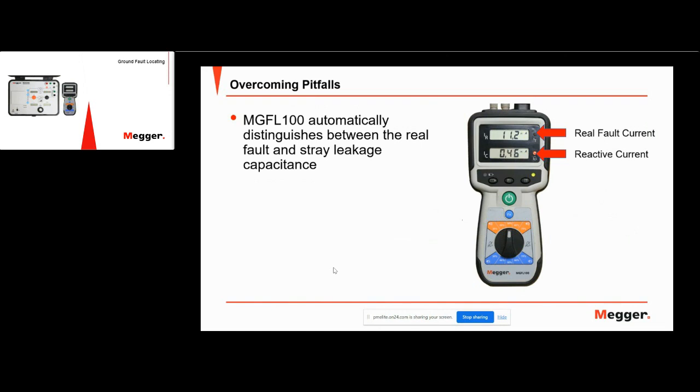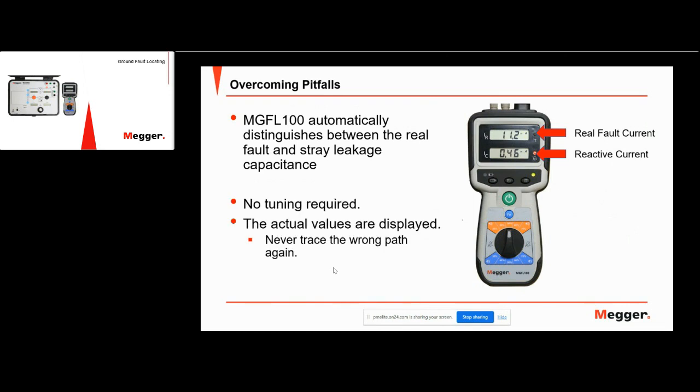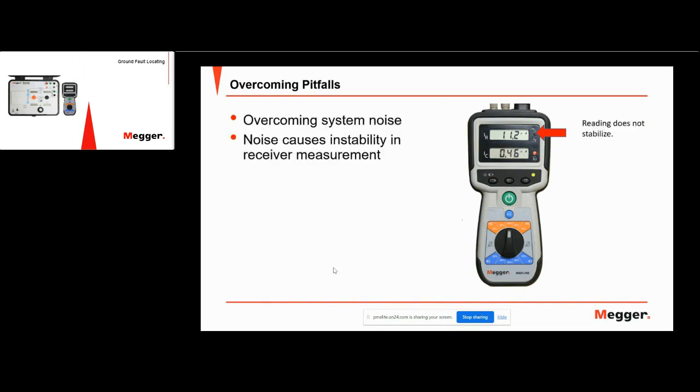There's no tuning out required, and there's no type of syncing required. You literally just take the measurement, and you can see that. And that is very unique in trying to locate these type of ground faults on energized systems. So the benefit of this is you're not going to be tracing the wrong path again. And I can tell you, anyone that's ever done ground fault tracing and started tracing a capacitive line, you can be tracing all day. This will save quite a bit of time.